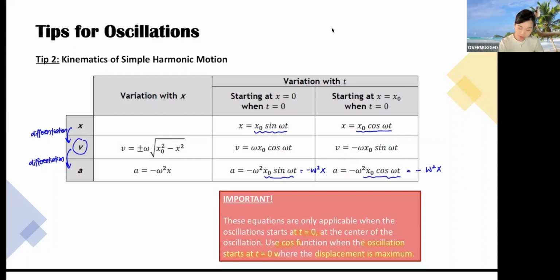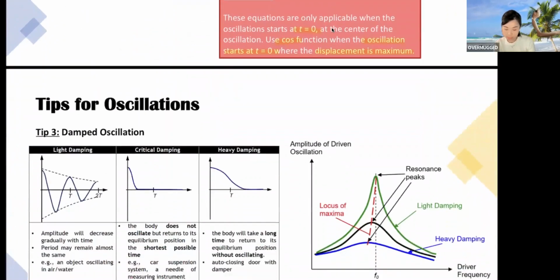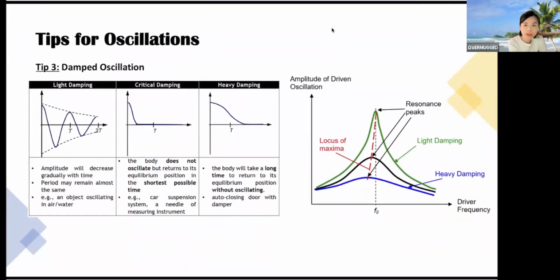Why? Because knowing the velocity can give you the equation for kinetic energy, which then allows you to draw the graphs for kinetic energy. Yeah? Then tip 3, we're going to revise quickly on damped oscillation. Any oscillation that has external forces or restrictive forces acting on it will be considered a damped oscillation. There are 3 types of damping: light, critical, and heavy, if you still remember.